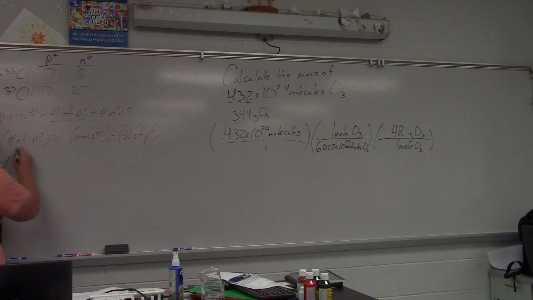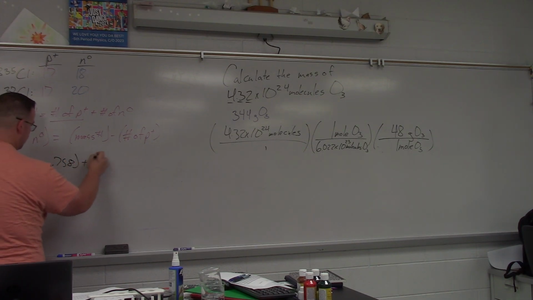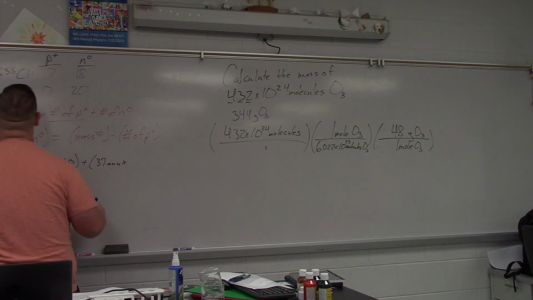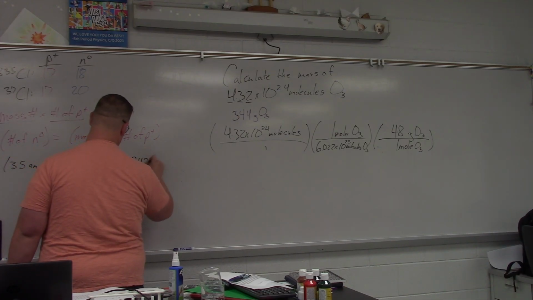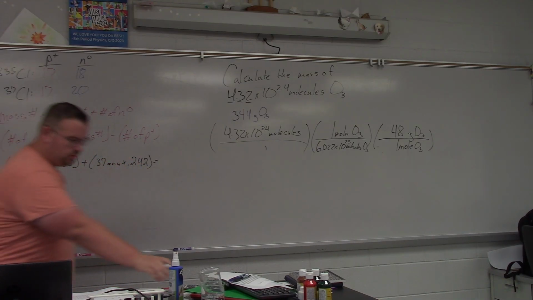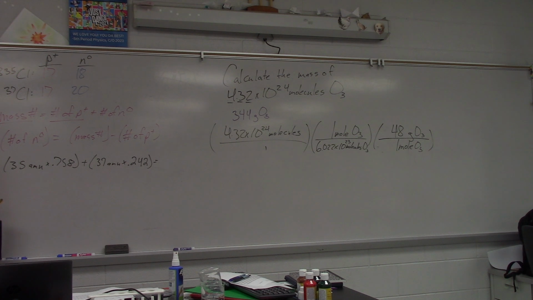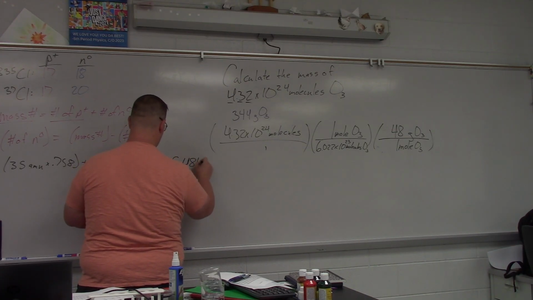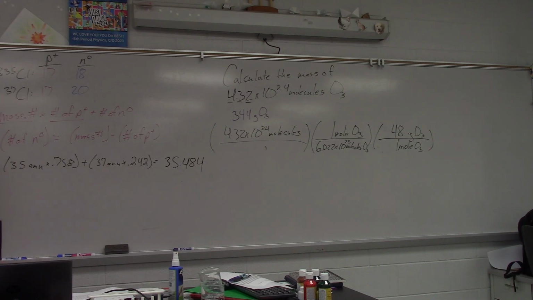So we get 35 AMU times 0.758 plus 37 AMU times 0.242, which will be equal to 35.484. But sig figs, don't worry on these.